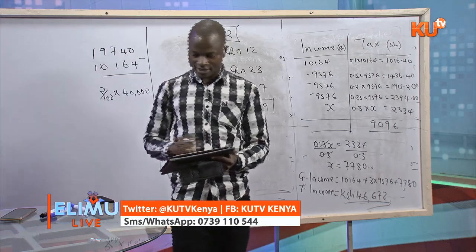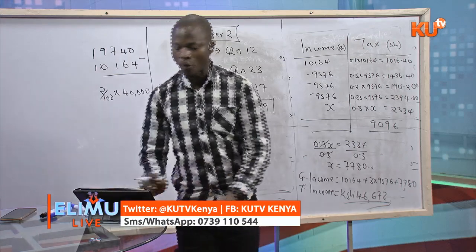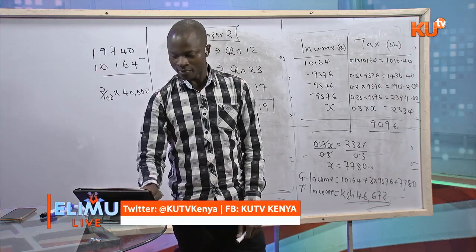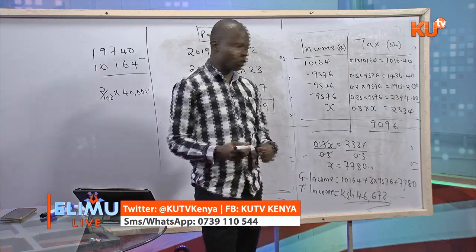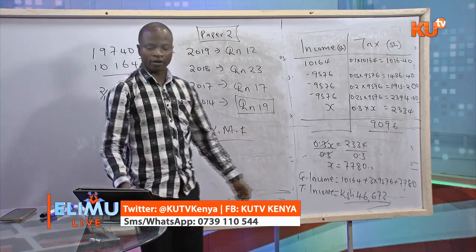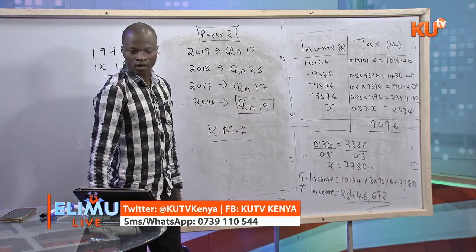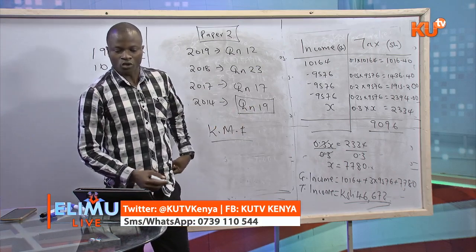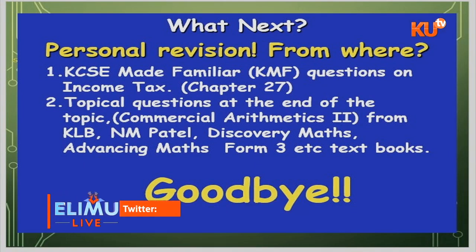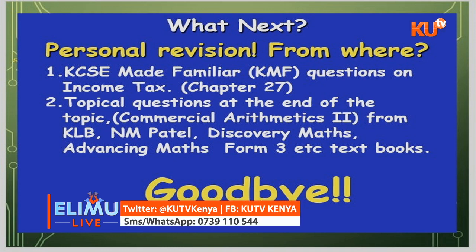So what do we do next? At the comfort of your home, I know you can access various materials. For example, there's the book called KCSE Made Familiar, what you guys call KMF. Look for KCSE Made Familiar. Look at the questions on income tax. That should be chapter 27. Answer all those questions on income tax. You can look at topical questions at the end of the textbook. That will be KLB. You can be using Discovery Math, Advancing in Mathematics, and what have you.